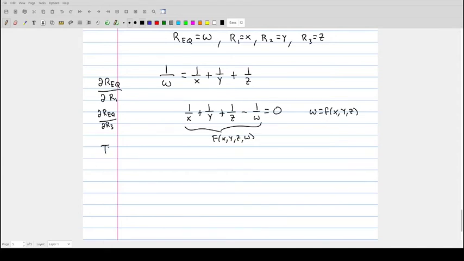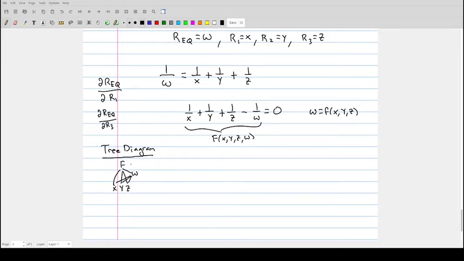The tree diagram for this example is given by: F right here depends on X, on Y, on Z, and on W. And W itself depends on X, on Y, and on Z.